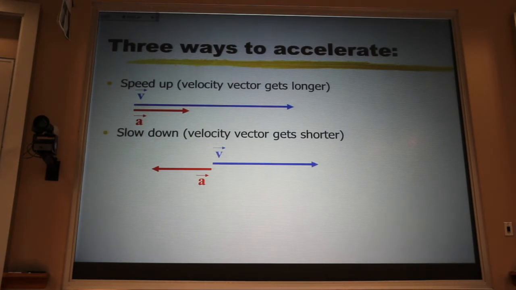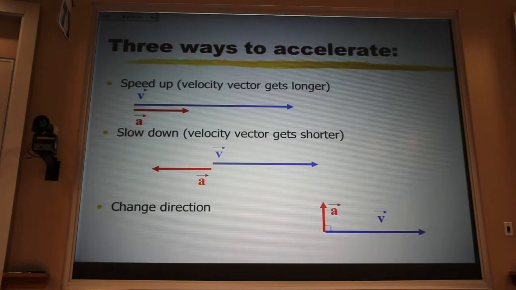Now, if that acceleration is not in the same direction as velocity and not in the opposite direction, the only thing left is perpendicular. And in that case, you're using your steering wheel. You're changing direction. You're doing it with cruise control on because you're not changing your speed. You're adding a little change in velocity, perpendicular, that changes the direction of your vector.